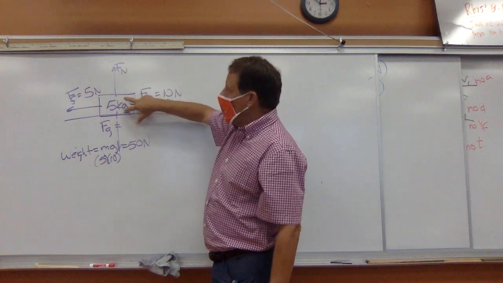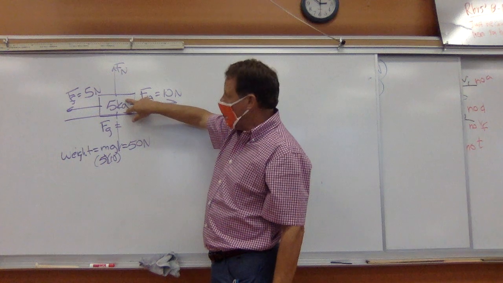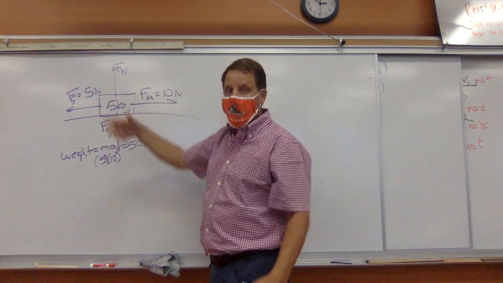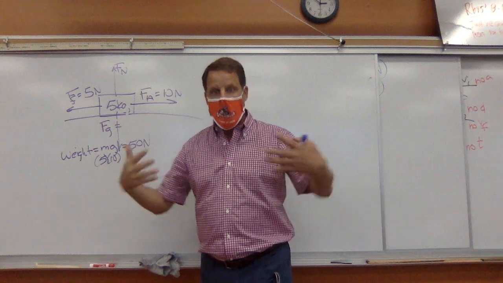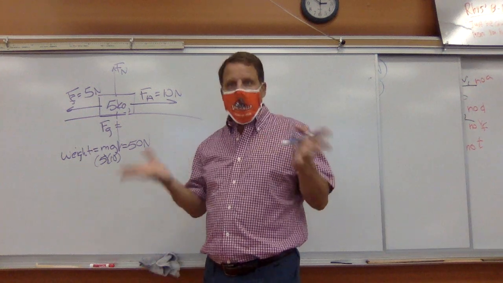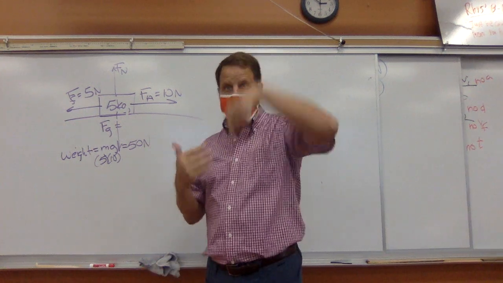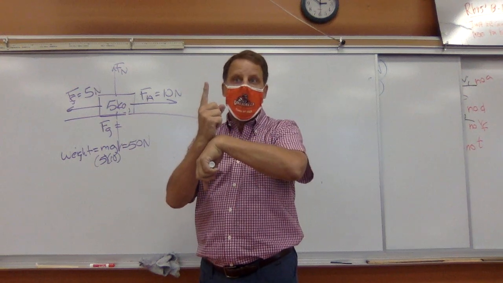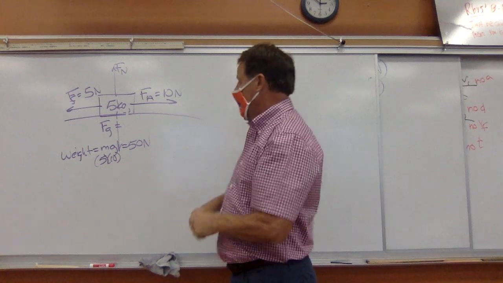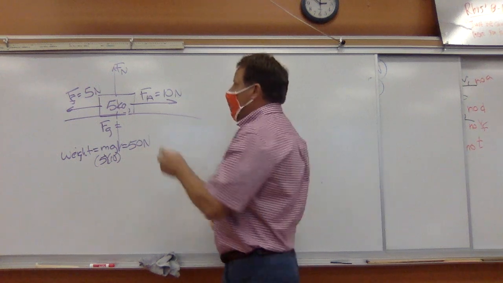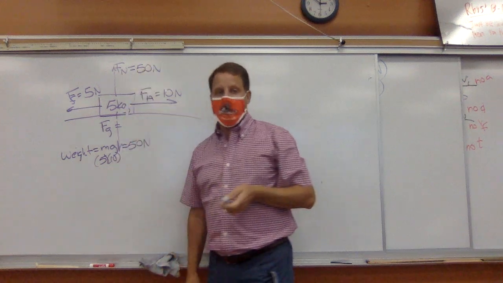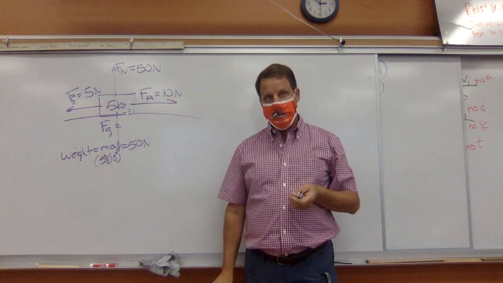In this problem, we know this box is not going to sink into the ground or levitate off. So we have a balanced force, which is normal. I am not sinking into the ground. I'm normally pulling down and getting pushed up. My weight and the floor are equal and opposite. So if our weight is 50, our normal force is 50.